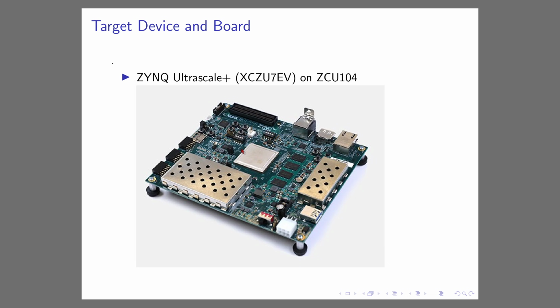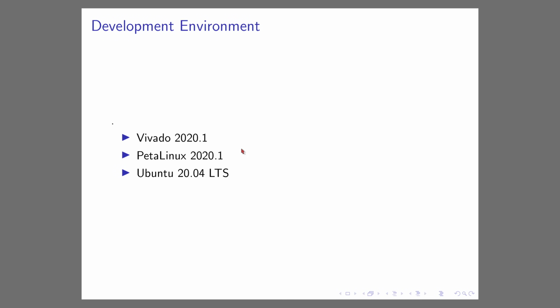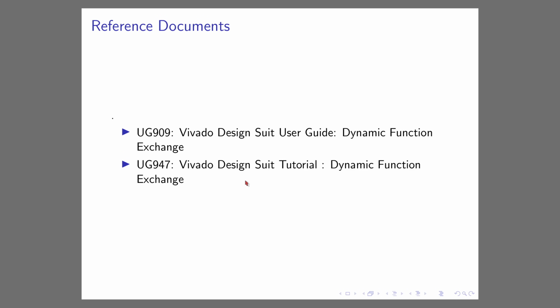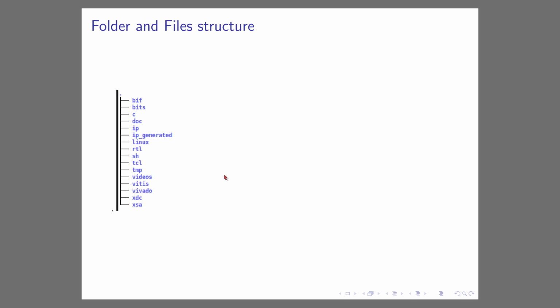The board that we use for these videos is ZYNQ 104. We use Vivado 2020.1, Xilinx 2020.1, and the entire software is running on Ubuntu 20 LTS. These reference documents are used for these videos. Basically, you can refer to them to learn more about the partial reconfiguration flow.